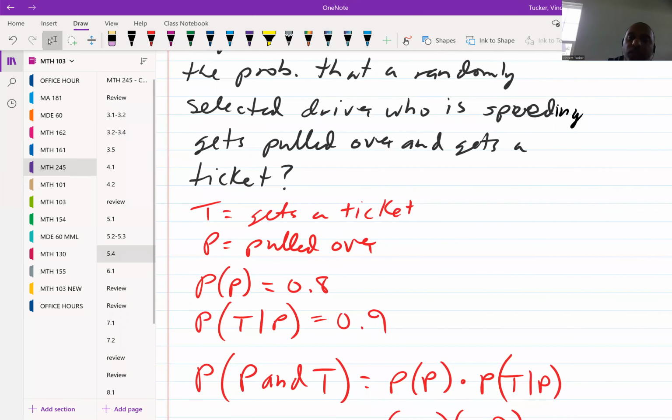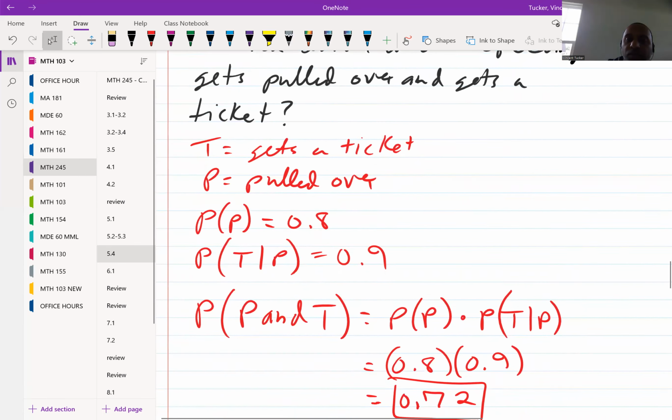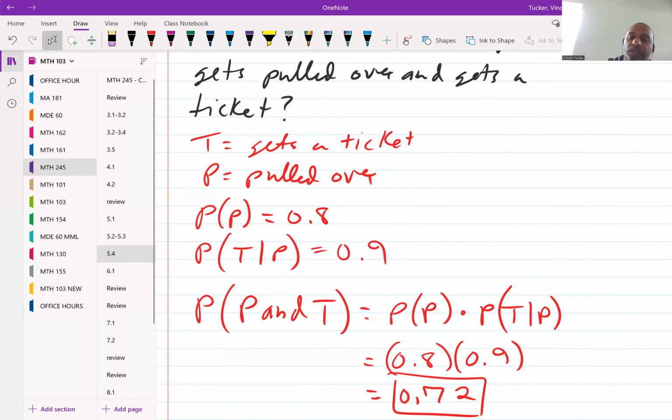All right. So the probability that a randomly selected driver who is speeding gets pulled over and gets a ticket. So here it is. Probability the person gets pulled over, then the probability the person gets a ticket given that that person was pulled over. That's 0.8 times 0.9, give you 0.72.